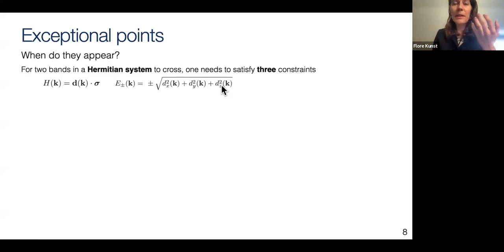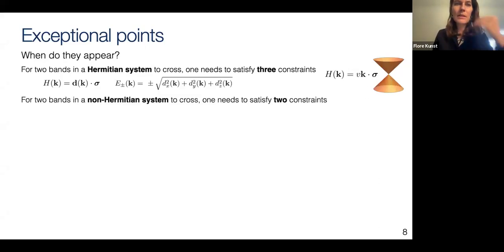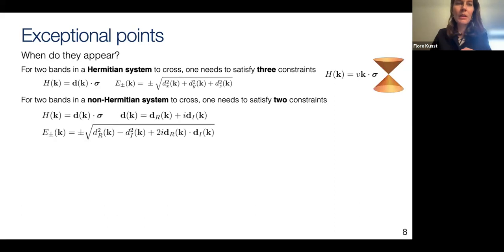And the simplest example where you can see such a stable two-band crossing that you cannot gap out is a three-dimensional Weyl cone in a Weyl semi-metal, which has the k dot sigma dispersion. So let's now look at non-Hermitian systems and ask, okay, how many constraints do I have there, in which case I can find a two-band crossing? And even though you have many more parameters because your system is now non-Hermitian, it actually turns out you only need to satisfy two constraints. So the codimension is smaller.